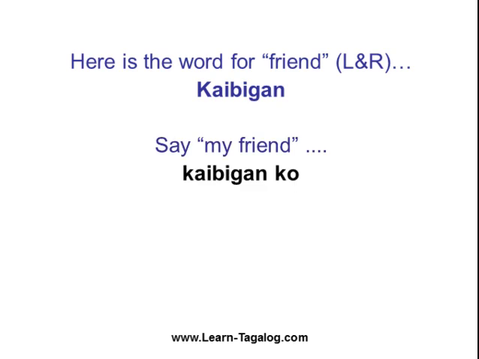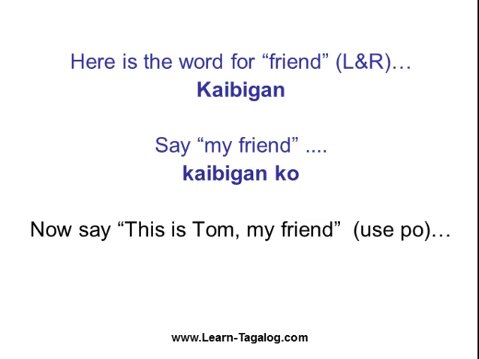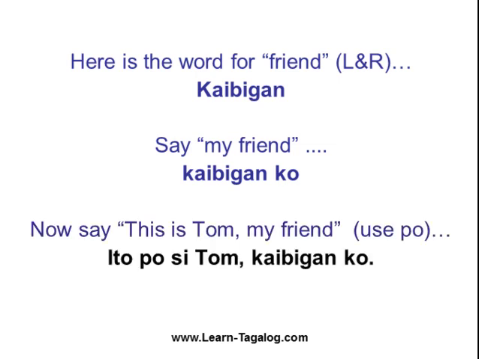Kaibigan ko. Now say, this is Tom, my friend. Use po. Try it. Ito po si Tom, kaibigan ko. And again. Ito po si Tom, kaibigan ko. Good. This is Tom, my friend.